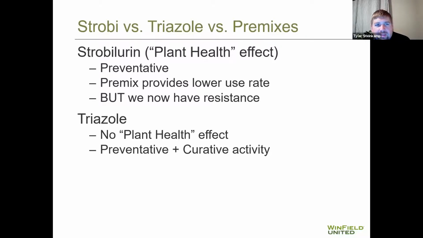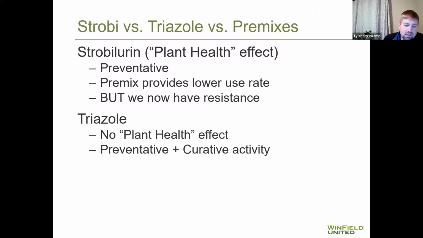What it's doing in the plant, guys, is basically slowing down the respiration rate of that plant. And that's what's leading to that higher yield potential in the absence of disease, because of the fact that we're seeing that plant health effect of slowing down the respiration rate of that plant.